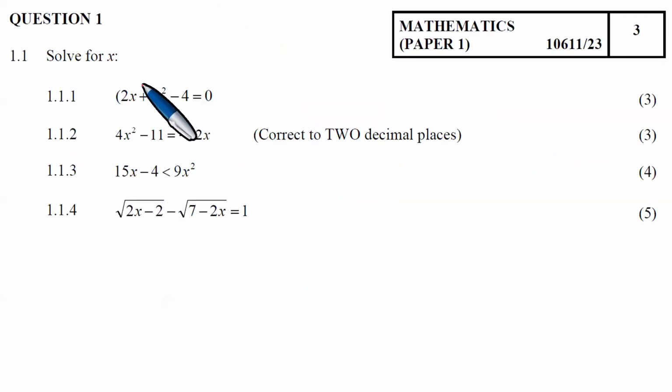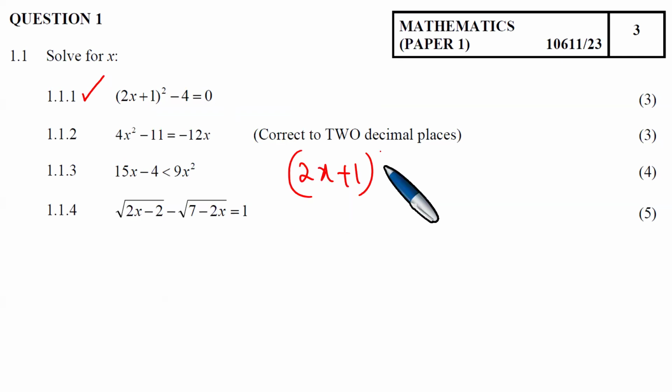Right, in the first question in the Gauteng province, question 1.1.1, the learners were asked to solve (2x plus 1) all squared minus 4 equals 0. What do we do here? What is the first step?